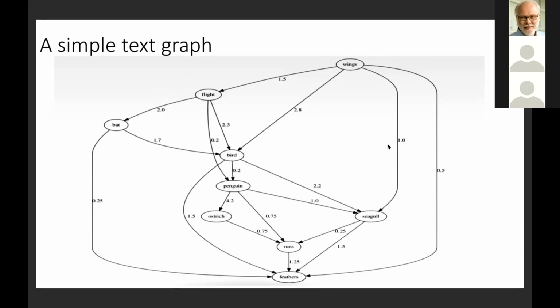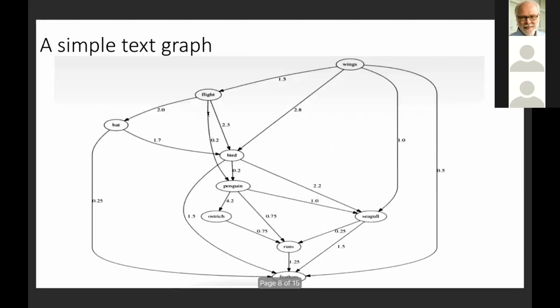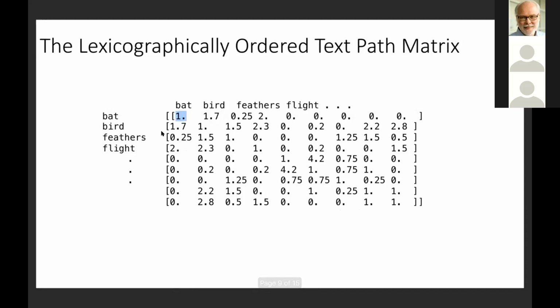You just use their natural way of ranking. What happens is, bat to bat, the whole diagonal is going to be 1. I could have made them all zeros, but bat is isomorphic to bat, so we just call it 1, and you can calculate distances. So bat to bird, which is 1.7, and here you can see in the graph it's 1.7. So that's how that matrix was done.